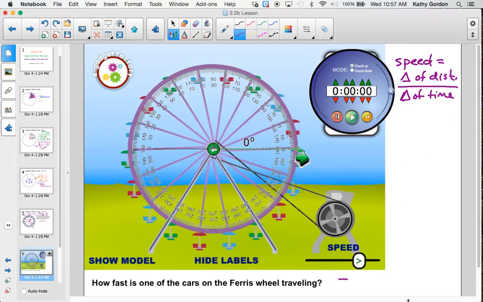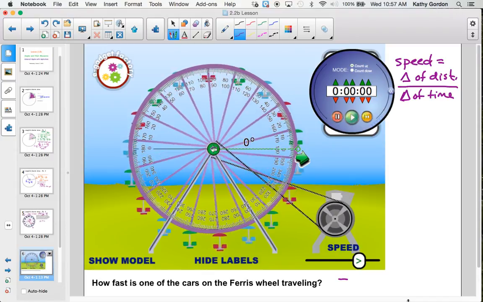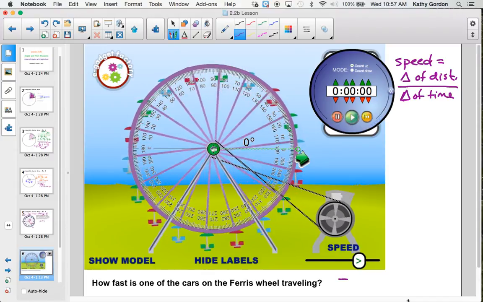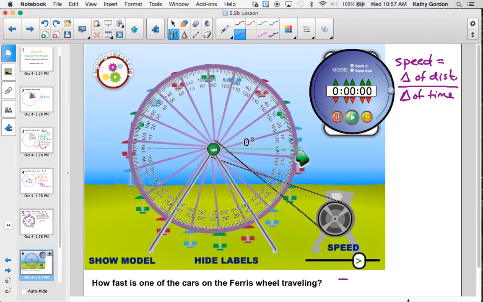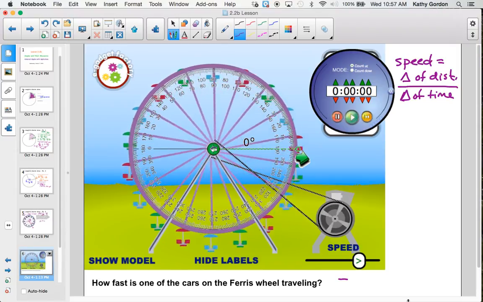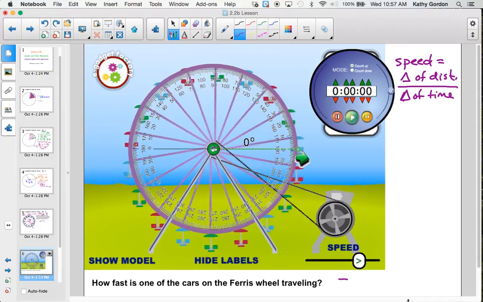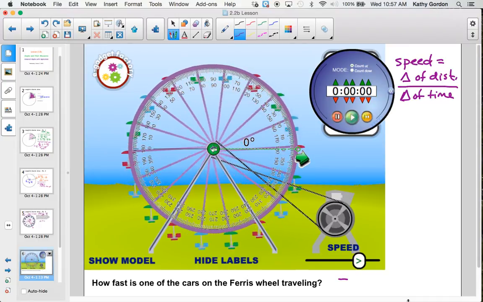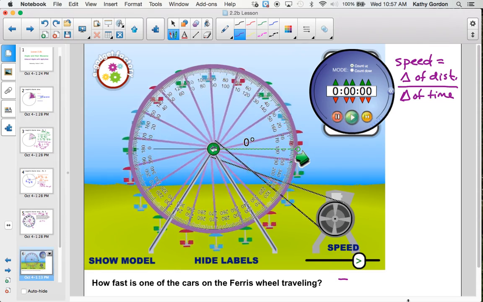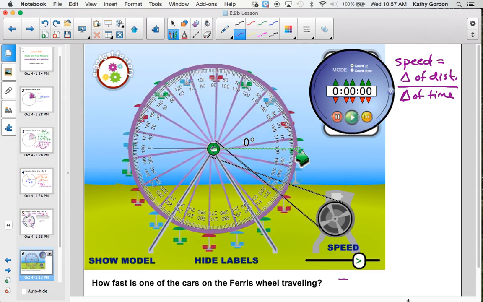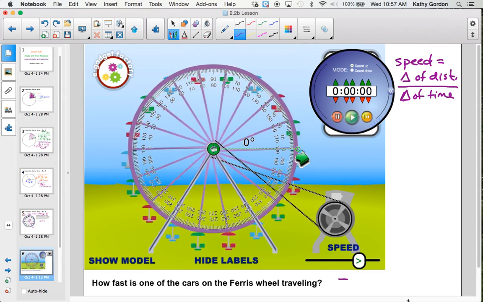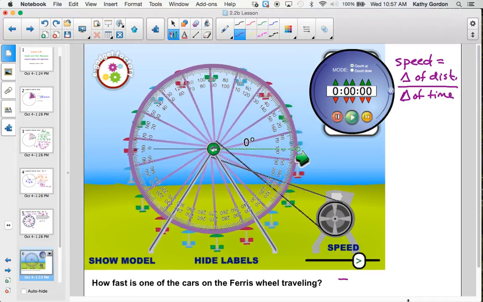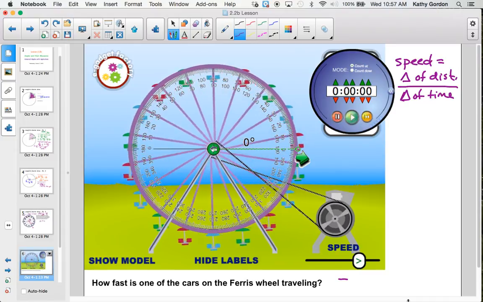You guys all remember the delta symbol from chem, right? It means change. So that's what I'm saying here. So the change of distance, how far we went, over the change of time, how long it took us to get there. Okay? And so we're going to try to figure that out for one of these Ferris wheel cars. And to do that, you're going to have to get some information from my diagram.